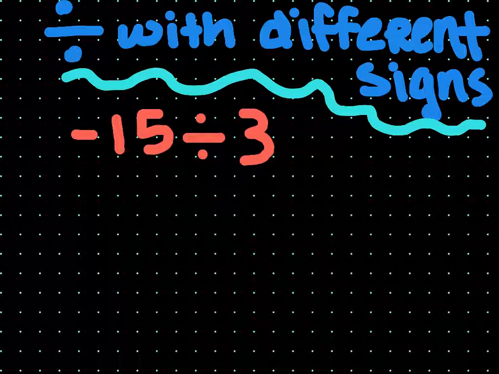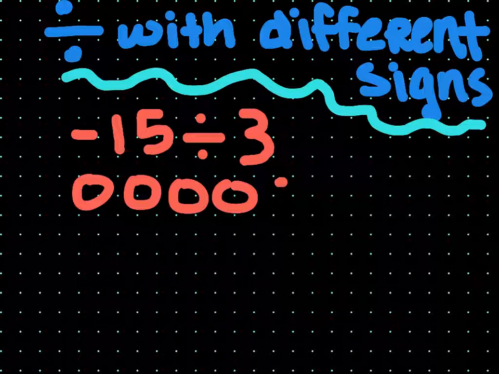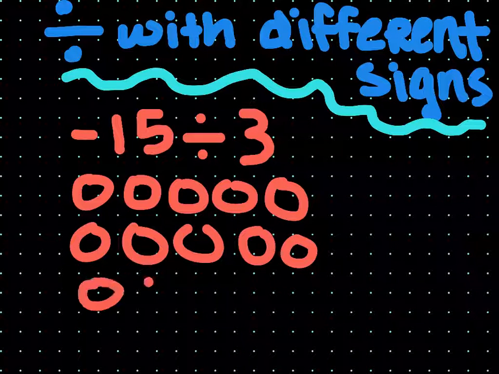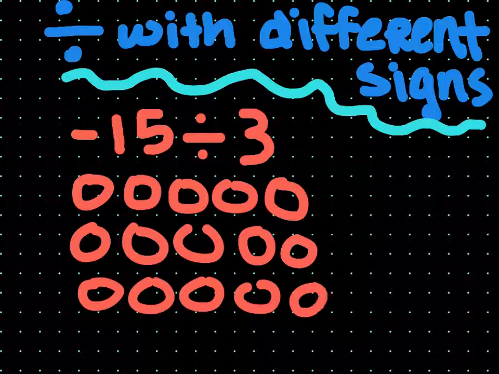First thing we're going to tackle today is dividing integers with different signs. Use integer counters to find negative 15 divided by 3. Okay, I know this looks kind of big, but we're going to draw out our counters. So that's 1, 2, 3, 4, 5, 6, 7, 8, 9, 10, 11, 12, 13, 14, 15. And these are all negative.